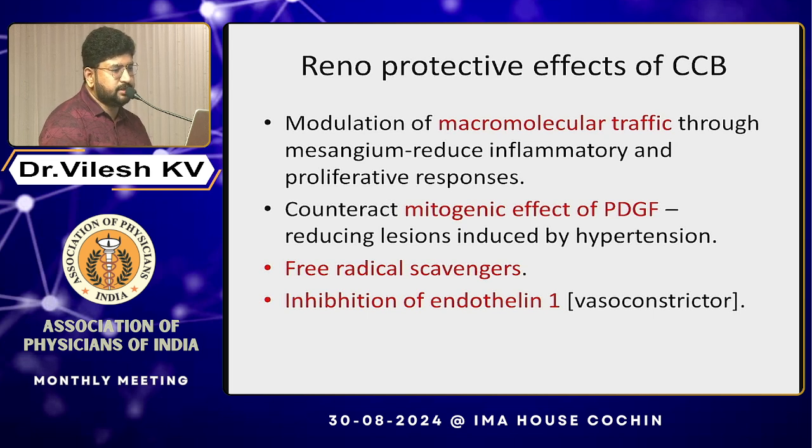So basically, there is a modulation of macromolecular traffic inside the mesangium. We saw in that picture that the mesangium also has T-type channels. The macromolecular traffic is basically the inflammatory cells, so less inflammation, less the chance. You also have a mitogenic effect of PDGF, that is platelet derived growth factor, which is increased due to the hypertensive effect on the vessel wall. That can also be controlled by calcium channel blockers. They are free radical scavengers, and to a certain extent they inhibit endothelin 1 and prevent vasoconstriction also. So these are the other pleiotropic effects of CCB on the renal side.